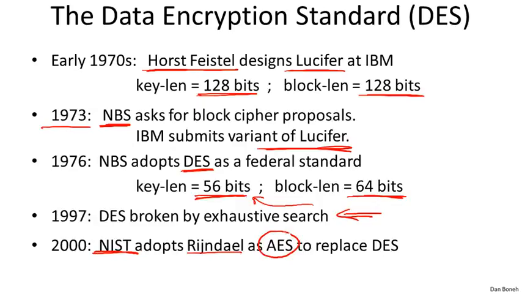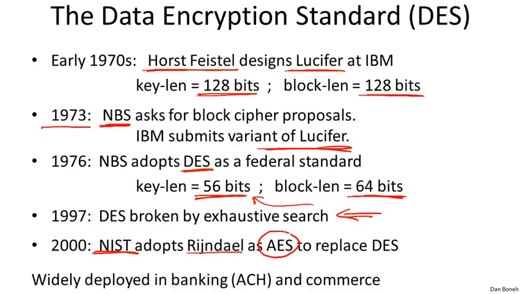But in this segment I want to describe how DES works. Now DES as a cipher is an amazingly successful cipher. It's been used in the banking industry. There's a classic network called the Electronic Clearinghouse, which banks use to clear checks with one another, and DES is used for integrity in those transactions. It's also used in commerce.